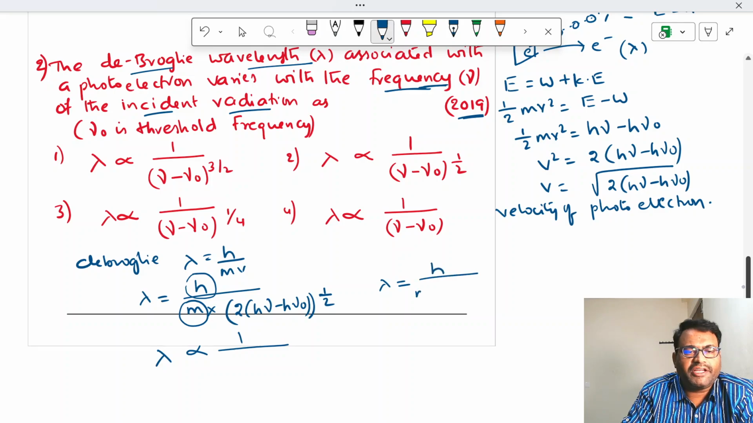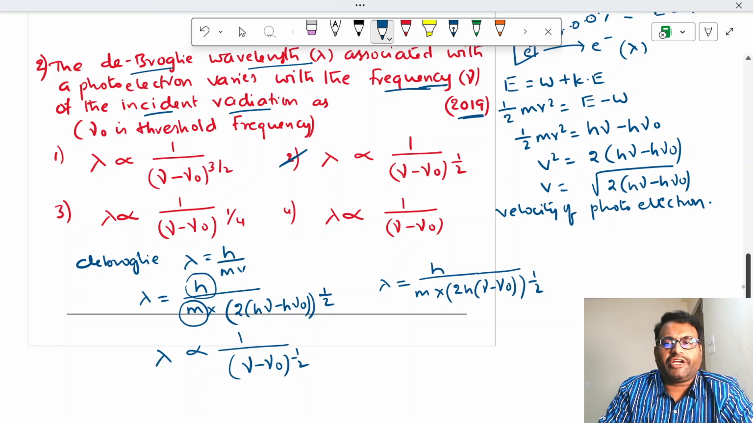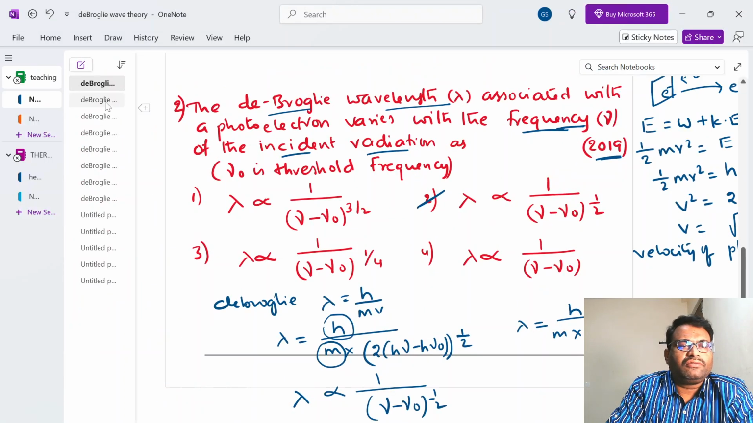Lambda is equal to h by m into (2h(nu minus nu naught)) whole power 1 by 2. Proportionality is asked. h is Planck's constant, 2 is constant, m is constant. So if you derive the proportionality, what can you write? Lambda is proportional to 1 by (nu minus nu naught) power 1 by 2. So this will be the answer. Where is the answer? Second option. Next question, let us see.